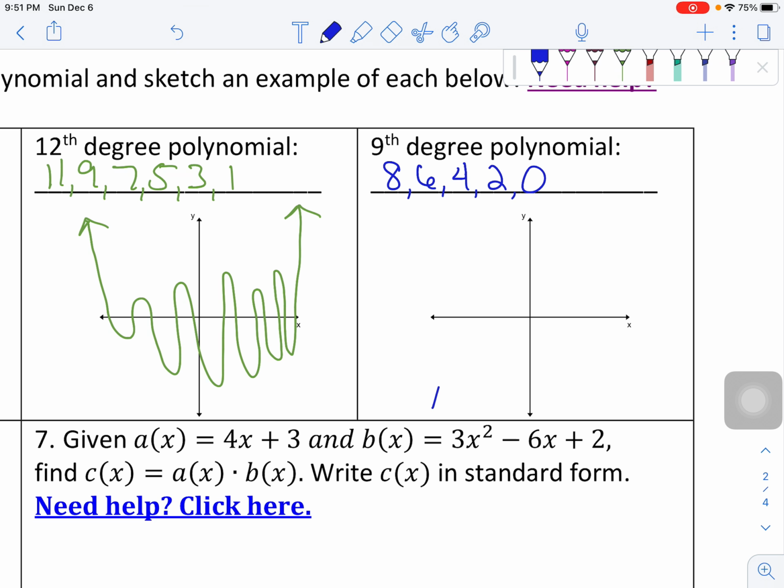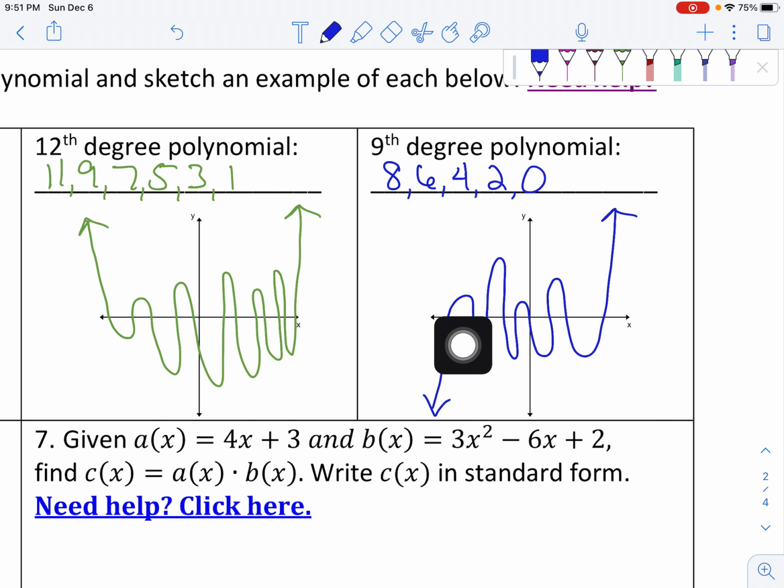This means our end behavior has to be mismatched, so it's not going to match. So let's do 1, 2, 3, 4, 6, 7, 8, and there's my 9. And this example has 1, 2, 3, 4, 5, 6, 7, 8, 9 x-intercepts. Remember, the fundamental theorem of algebra says the degree has to have the same number of x-intercepts. And this would also have 8 extrema if you were to graph it out as this function.